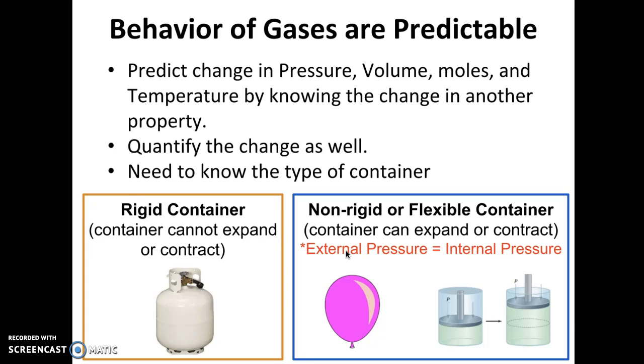However, typically the volume will change so that the pressure equilibrates. In both the initial and final conditions, the external and internal pressures will be the same. And so oftentimes with these flexible containers, pressure doesn't change. So in rigid containers, the pressure will change, but volume will not. And in the non-rigid containers, the volume will change, the pressure will not.